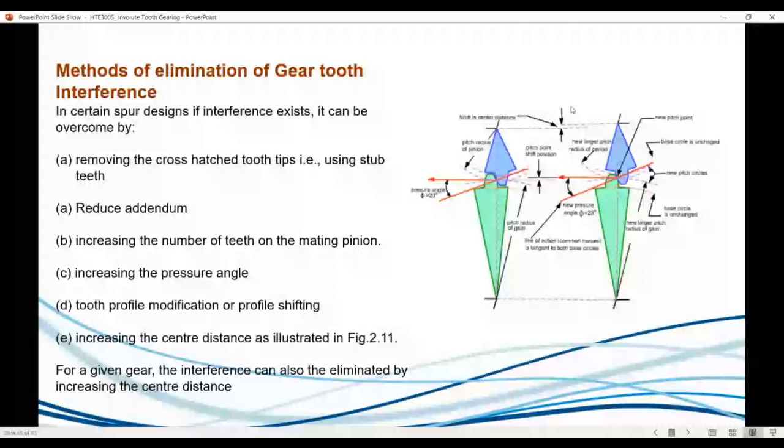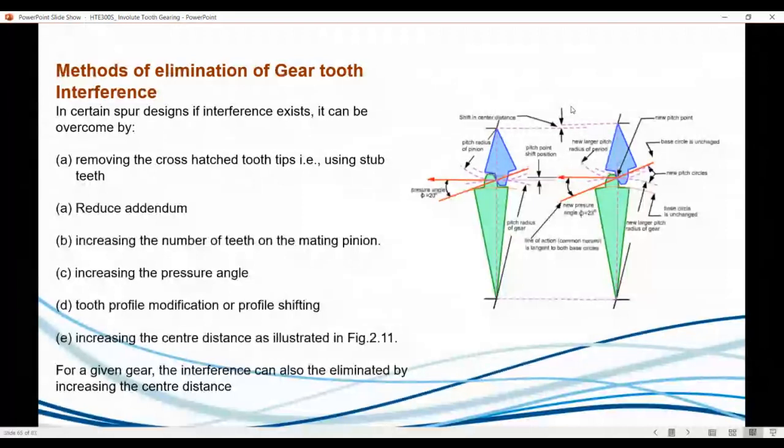Also, we can increase the number of teeth on the mating pinion. That's very interesting as well, right? We can increase the pressure angle. That's another thing. We can also look at tooth profile modification or profile shifting. And another one is to increase the center distance, which is very interesting. If you think about it, you have two gears next to each other and they're not mating properly. If you push them away a bit, you might find that they mesh a bit better.